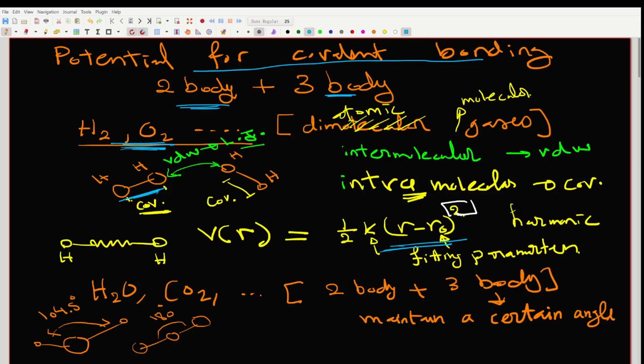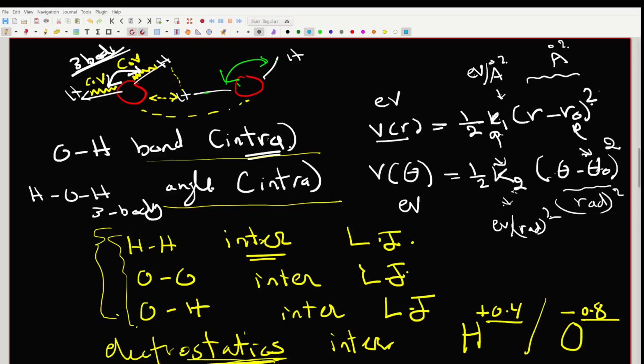Now, if you have triatomic molecules, then sure, you still have two-body interactions, but the new thing is the three-body term. And the purpose of the three-body term mainly is to maintain these characteristic angles in space. We discussed this in detail in water. So water is a very important model system where you have covalent bonding, intra, both two-body and three-body. You have a lot of van der Waals and Lennard-Jones, and you do also have some electrostatics between molecules. So it's actually inter.